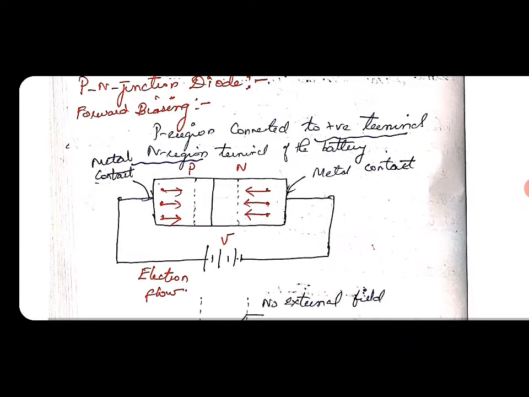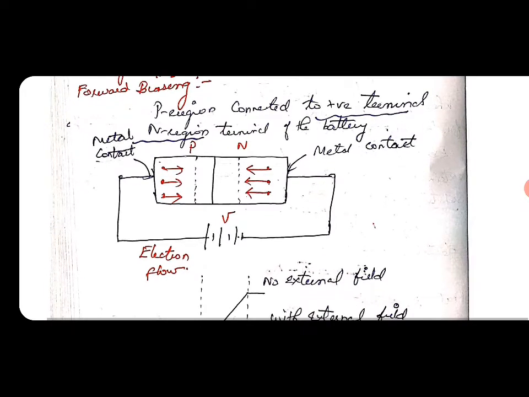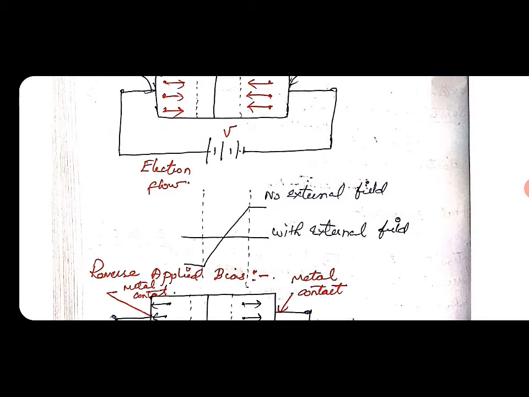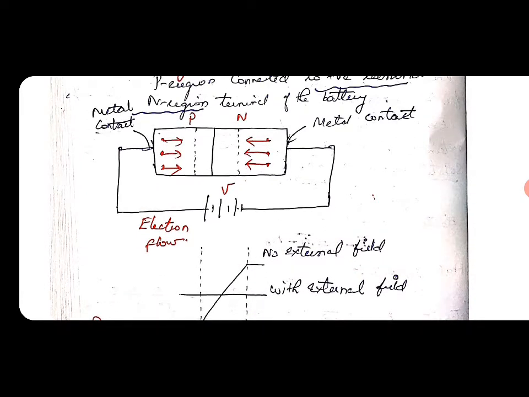So the p region is connected to the positive terminal, and the n region is connected to the negative terminal of the battery. The current flow will be in the anti-clockwise direction, from left to right. The result is that the depletion region is reduced in width and the barrier potential is also reduced. If the applied bias voltage is increased from 0, the barrier potential gets progressively smaller until it effectively disappears, and charge carriers can easily flow across the junction.